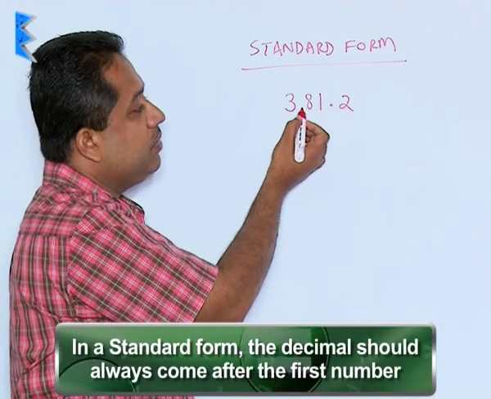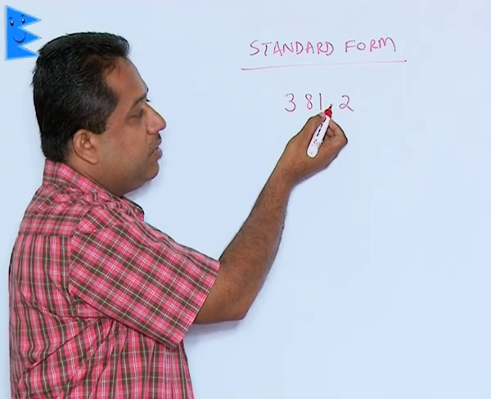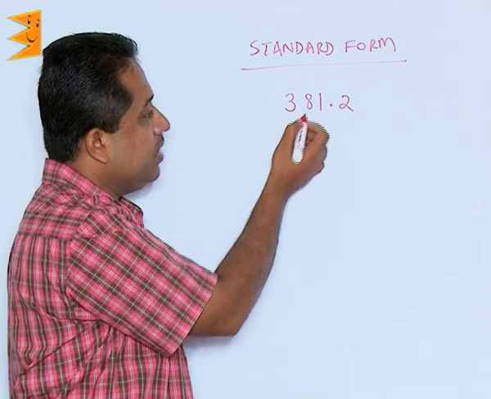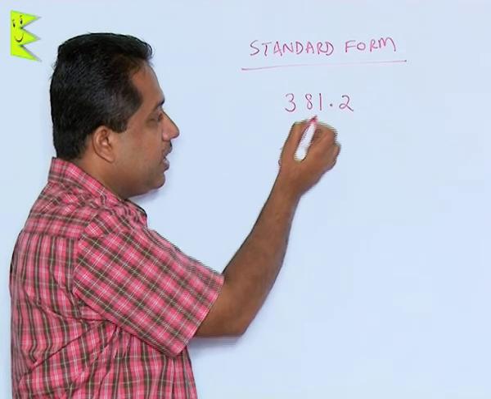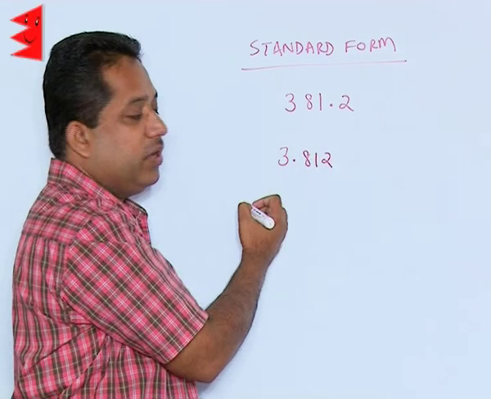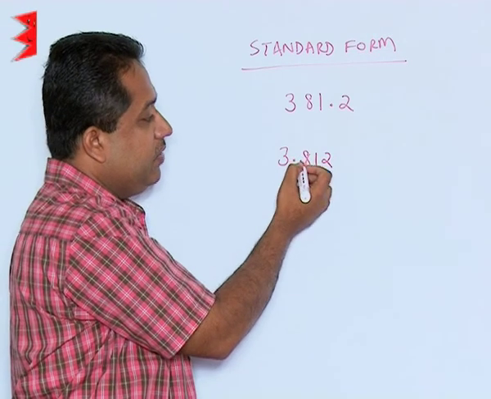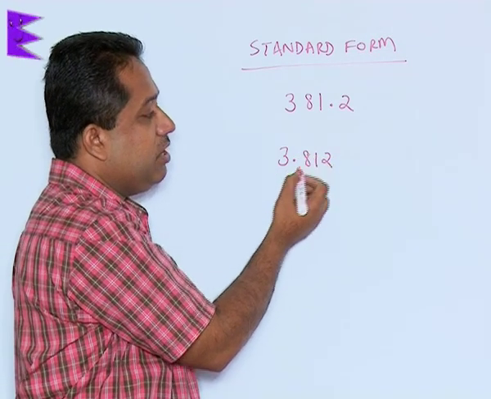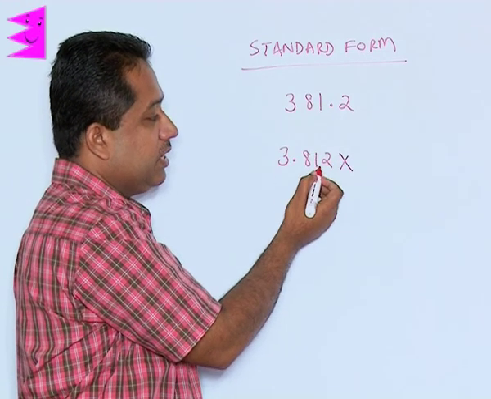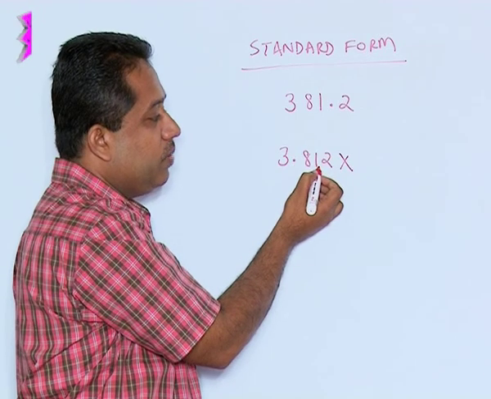That means this decimal is not here at the moment, it's here at the moment, but we have to transfer it after 3. So, this can be written as 3. I am going to put the decimal after the first number. So, I am going to write it as 3.812. And we see that the decimal has shifted actually twice. Here we have shifted it here. The actual value is here. So, actual value is 2 places to the right.